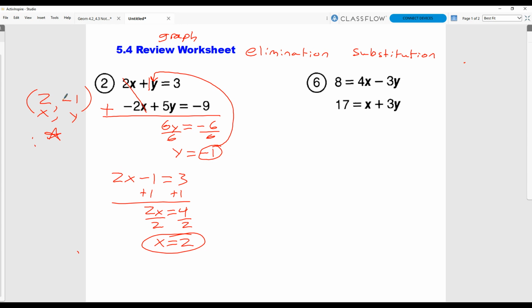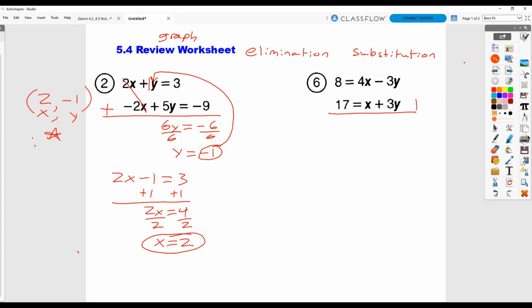Number 6 looks a little funny. It's set up for elimination because our x's and our y's are on the same side of the equal sign. They're stacked up with each other. The only thing is it's just backwards. So this is the standard way to write it, where your x and y are over here. In these problems, it's just turned around. So it's an elimination problem. It's just kind of turned around. It just looks backwards. All right, so we're going to go ahead and get this thing solved. If you take a look, it's already set up for stack and add just the way it is.